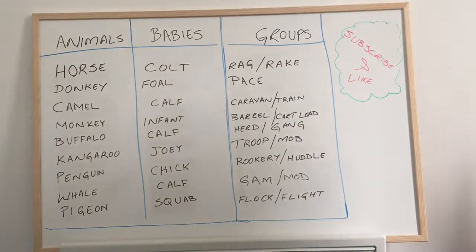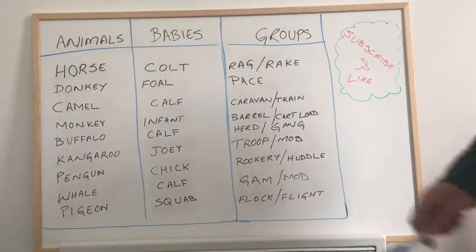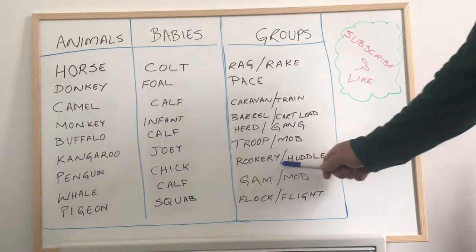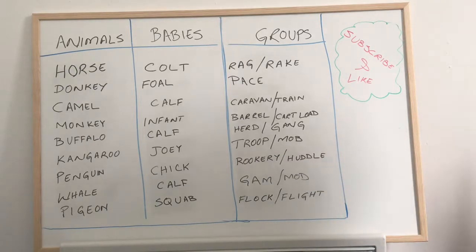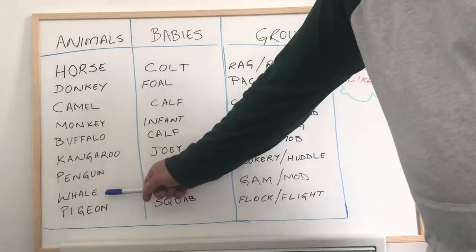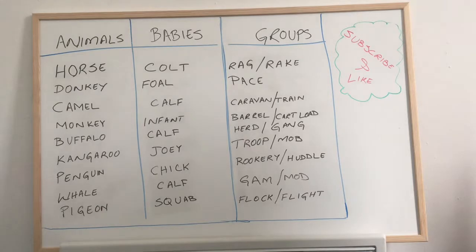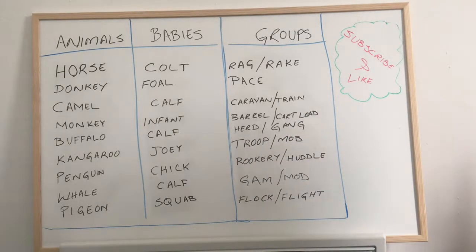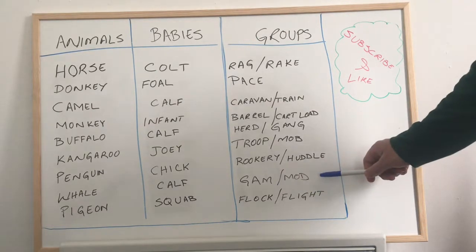Penguin. A baby penguin is called chick, and a group of penguins is called rookery or huddle. Whale. A baby whale is called calf, and a group of whales is called gam or mod.